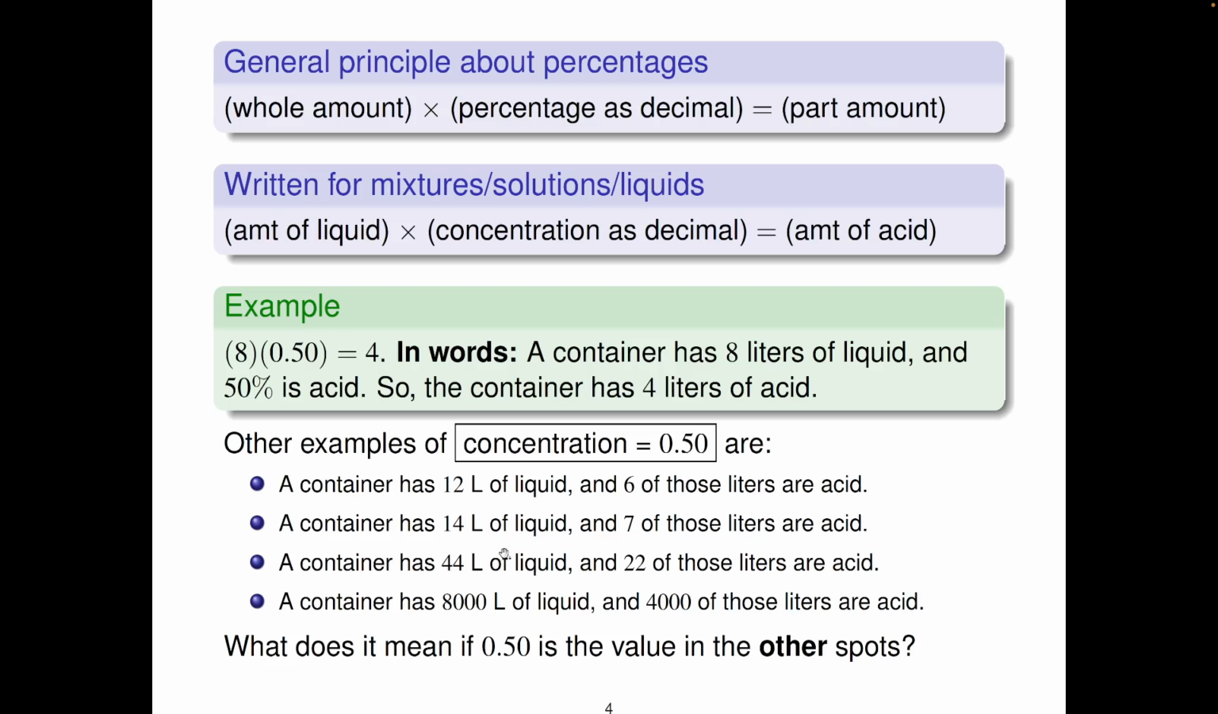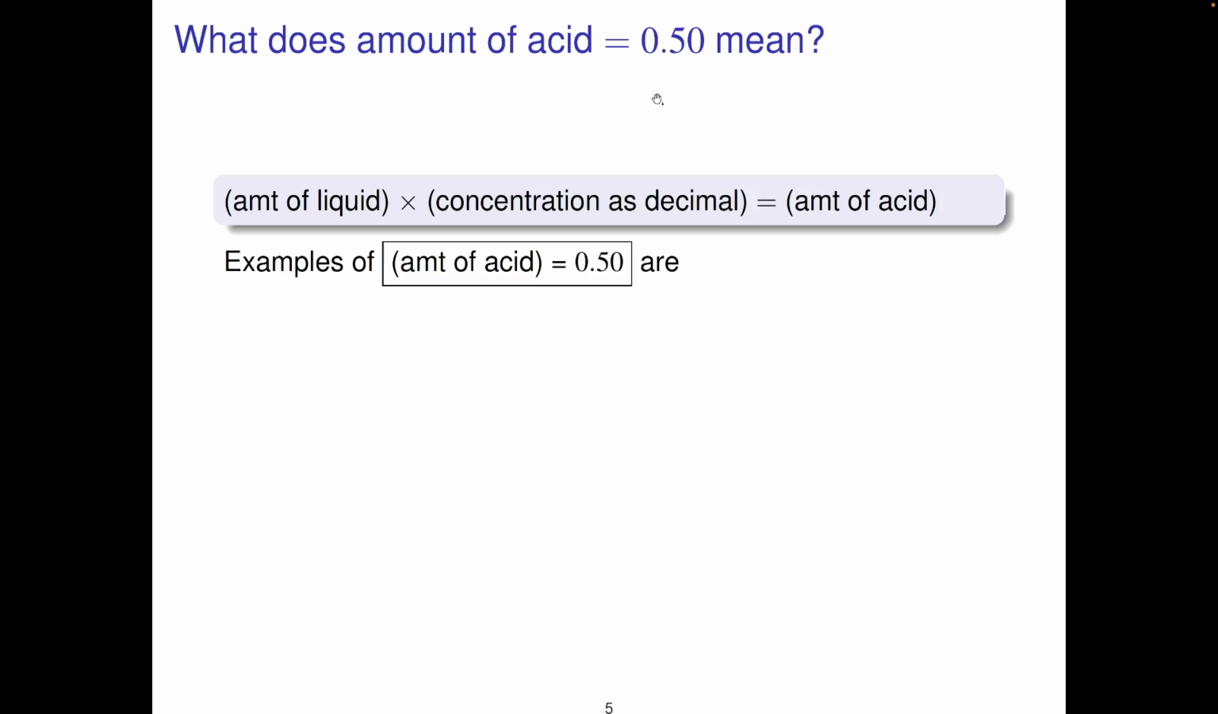Now, what I want to ask about is this concentration being 0.5 we talked about, but what if this 0.5 is in the other spots? What about here in the amount of liquid? What about if the 0.5 is here in the amount of acid? So on the next slide, what does amount of acid equals 0.5 mean? I'm talking about 0.5 if it were in this spot, right? So as an example, this is just trying to say that there's 0.5 liters of acid.